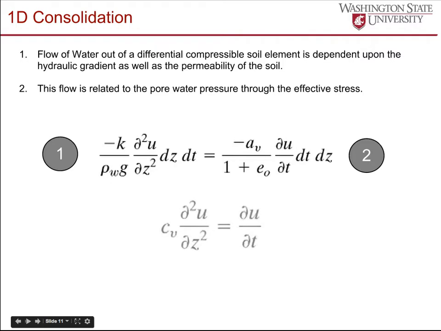So if we break that down, we're going to take out all the constants and combine them into CV, and you can see here the DZ and the DT cancel, and we're left with this here. And if you want to look at what CV is, this is just constants for our specific soil: permeability, density of water, gravity, initial void ratio, and our AV. Again, this is constant over given small sections of strain. So that is our equation.